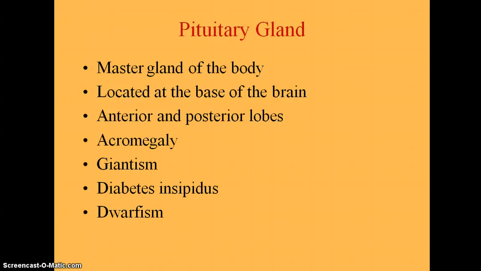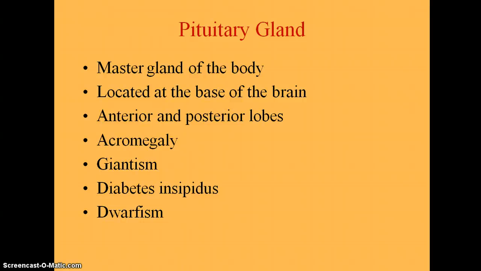It's also called the master gland of the body because it produces a lot of hormones that affect other glands. It's located at the base of the brain, and it's divided into two sections or lobes, the anterior and the posterior. And each of those lobes secretes certain hormones. Let's look at Transparency Master 77, or the table in the book on page 217, and look specifically first at the anterior lobe and what hormones it secretes.